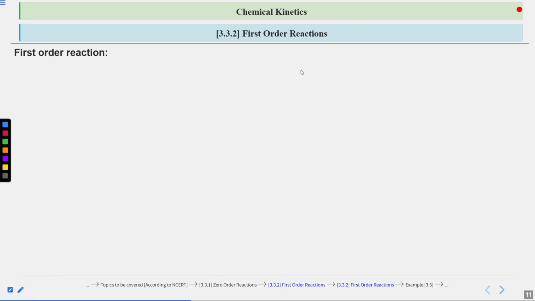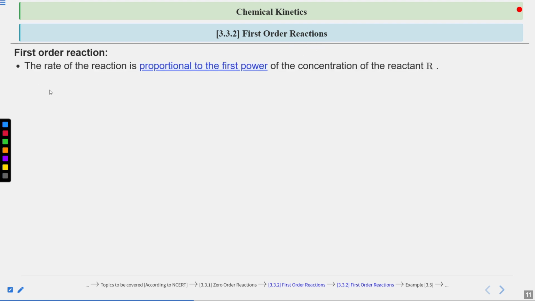Now let's switch to our next subsection, which is 3.3.2, first order reactions. In a first order reaction, the rate of the reaction is proportional to the first power of the concentration of the reactant. As the name says, first, that means the power of the concentration of reactant will be 1. So, rate of reaction is proportional to the first power of the concentration of reactant R.